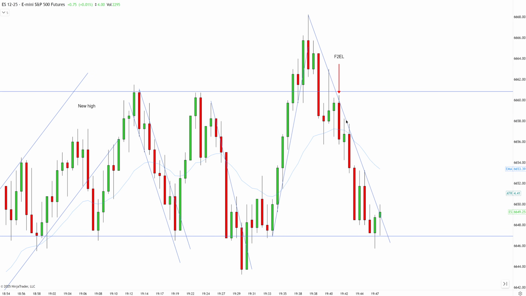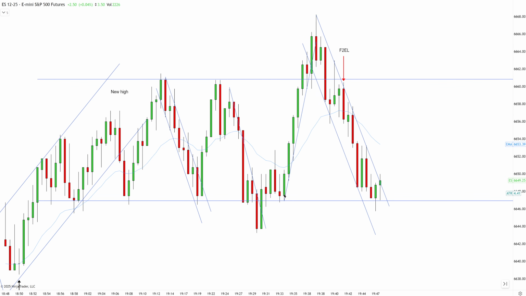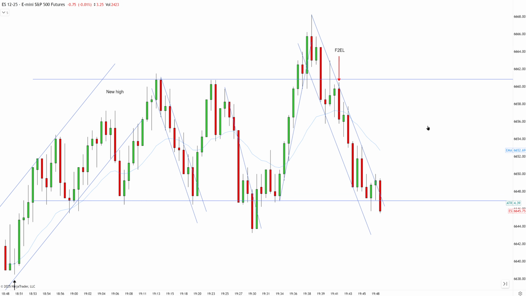In trend ranges, you can sell above the EMA if you're close to the key level and buy below the EMA if you're close to the key level, because in ranges you want to buy low and sell high. Okay, so this is a decent failed second entry long.